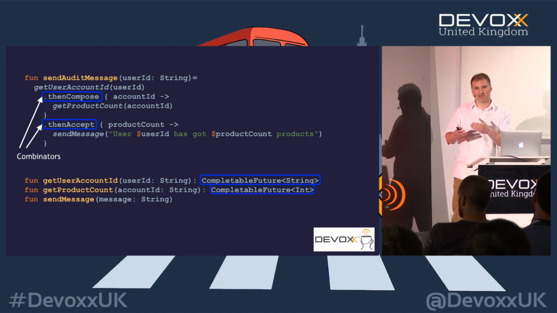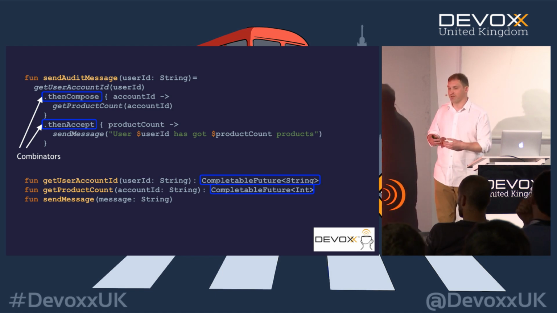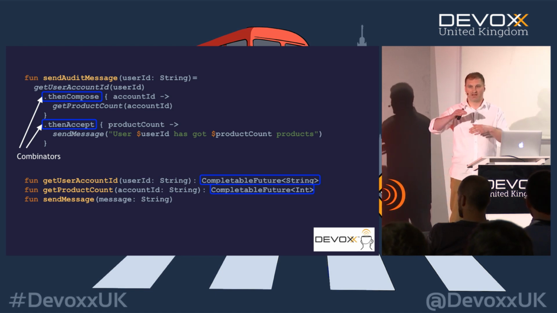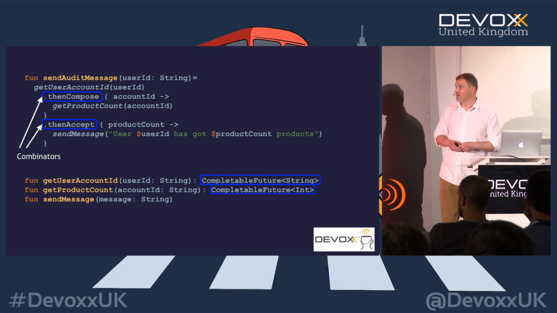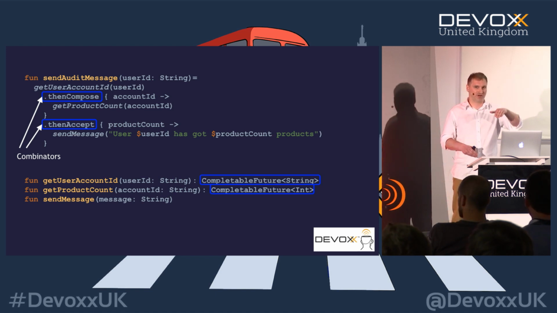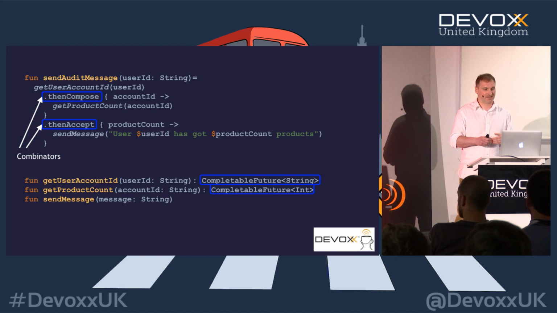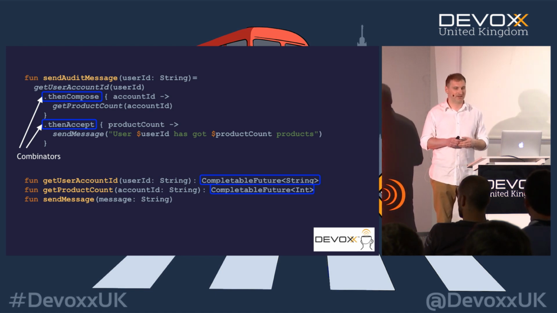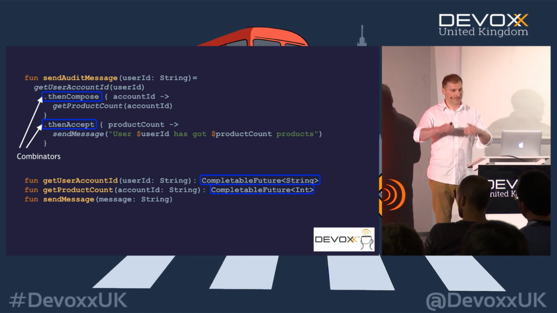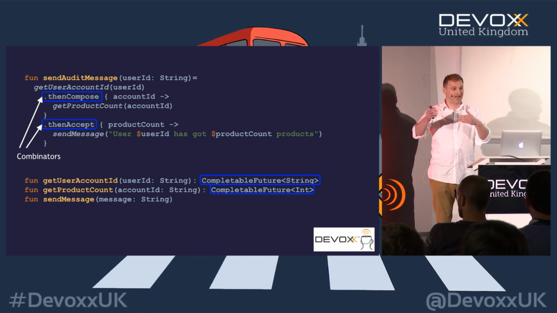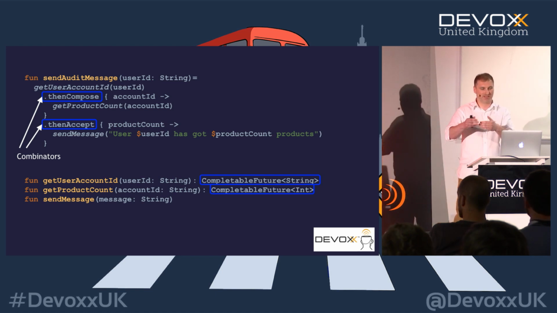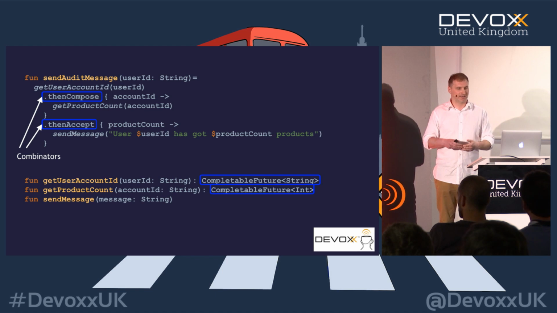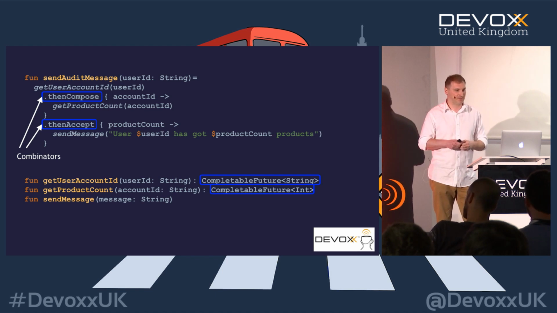Now our code looks a little bit better because we don't have these nested callbacks. The callbacks are actually on the promise objects. We have the thenCompose method, and you pass a callback to this thenCompose method. The code inside thenCompose is called whenever the value of getUserAccountID is returned. And the same applies to thenAccept, which takes a function as a parameter as well.